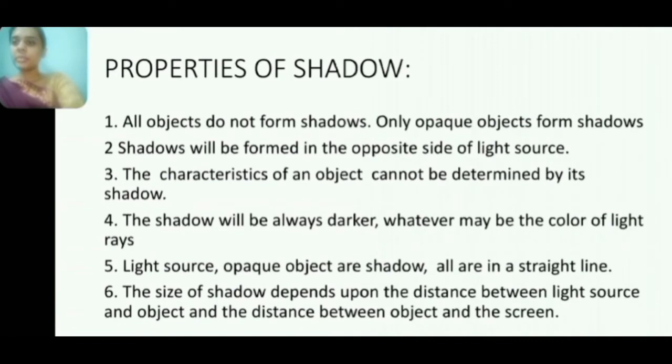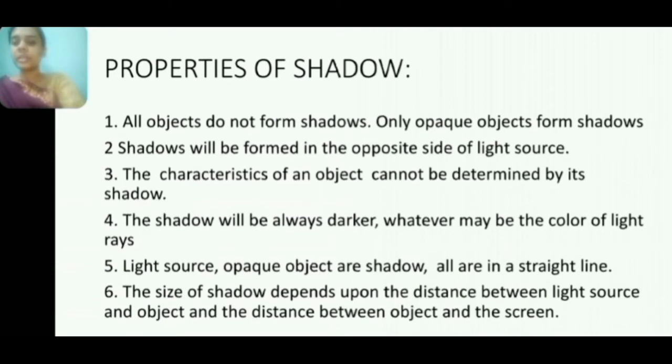We will now study about properties of shadow. All objects do not form shadows. Only opaque objects form shadows. Shadows will be formed on the opposite side of the light source. The characteristics of an object cannot be determined by its shadow. That means if you see the shadow, you cannot tell exactly what object it is. It might be anything. And shadows will always be dark, whatever may be the color of light rays.